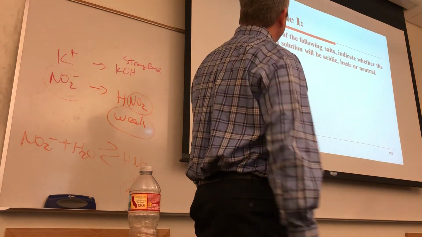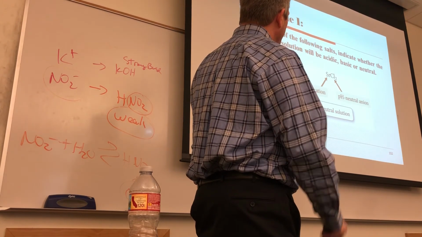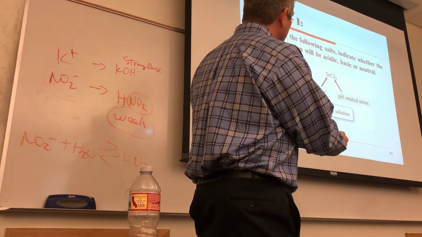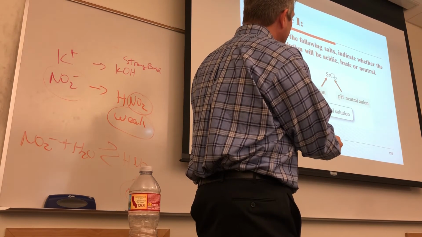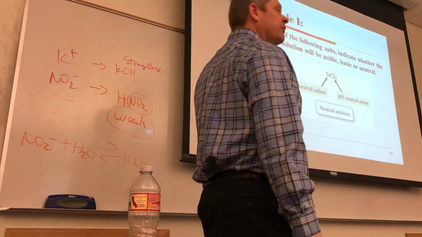For each of the following salts, indicate whether an aqueous solution... Okay, so I guess we're not going to actually do that because it already shows you. So I'm looking at strontium. They're saying that's a pH neutral cation, and this is a pH neutral anion. Therefore, the solution is neutral.